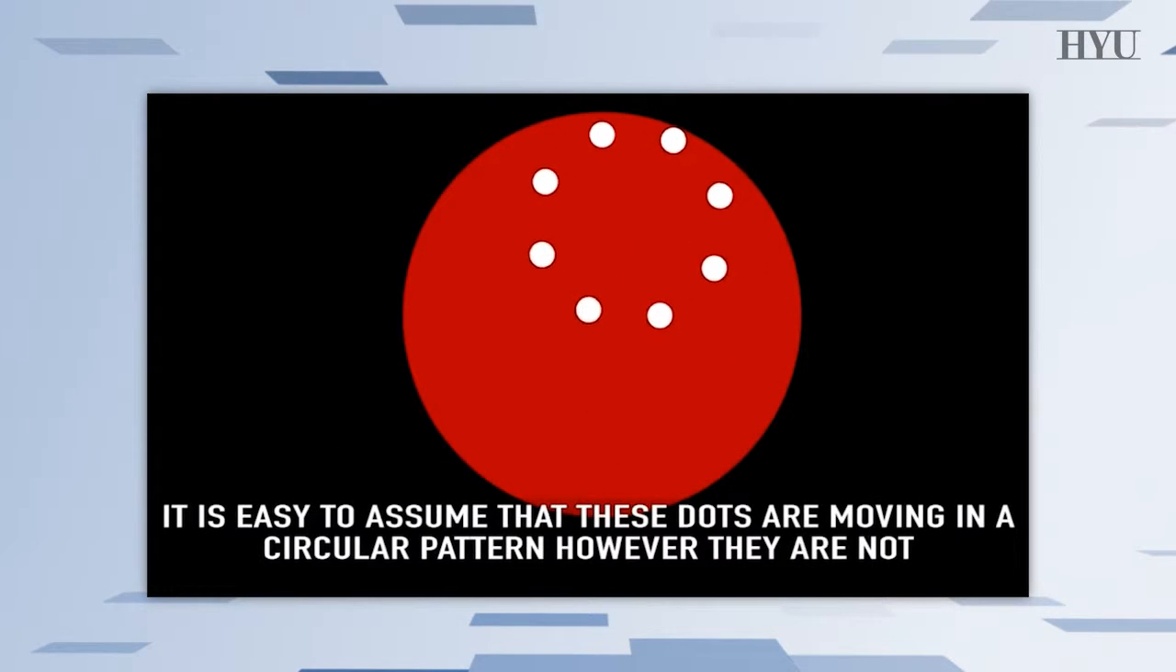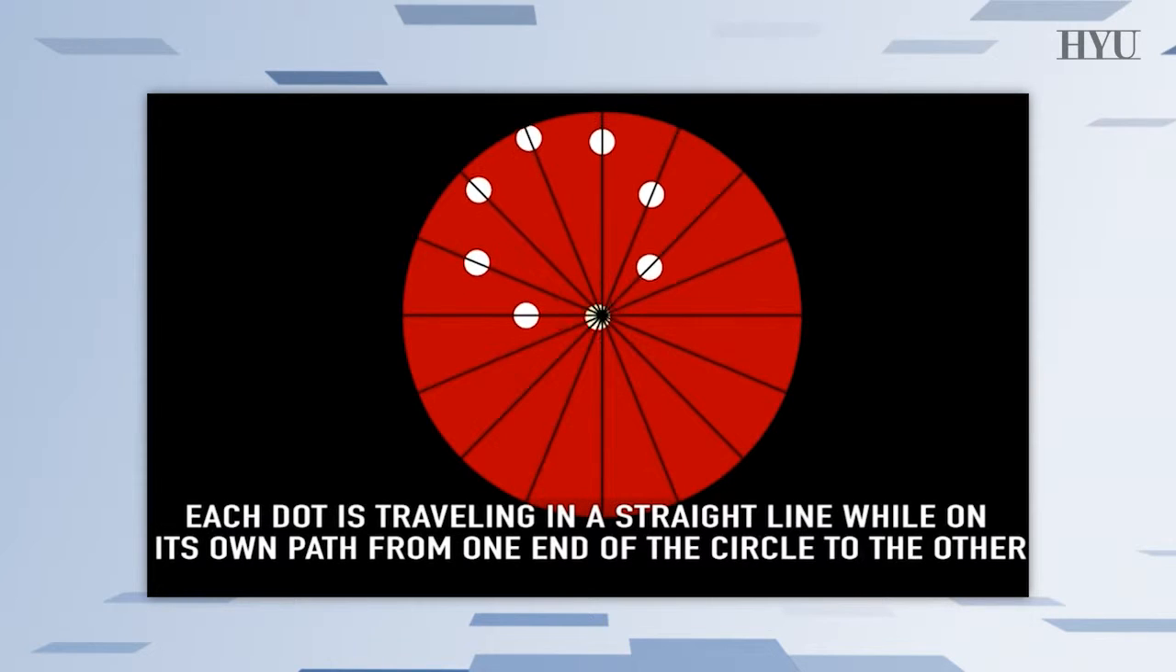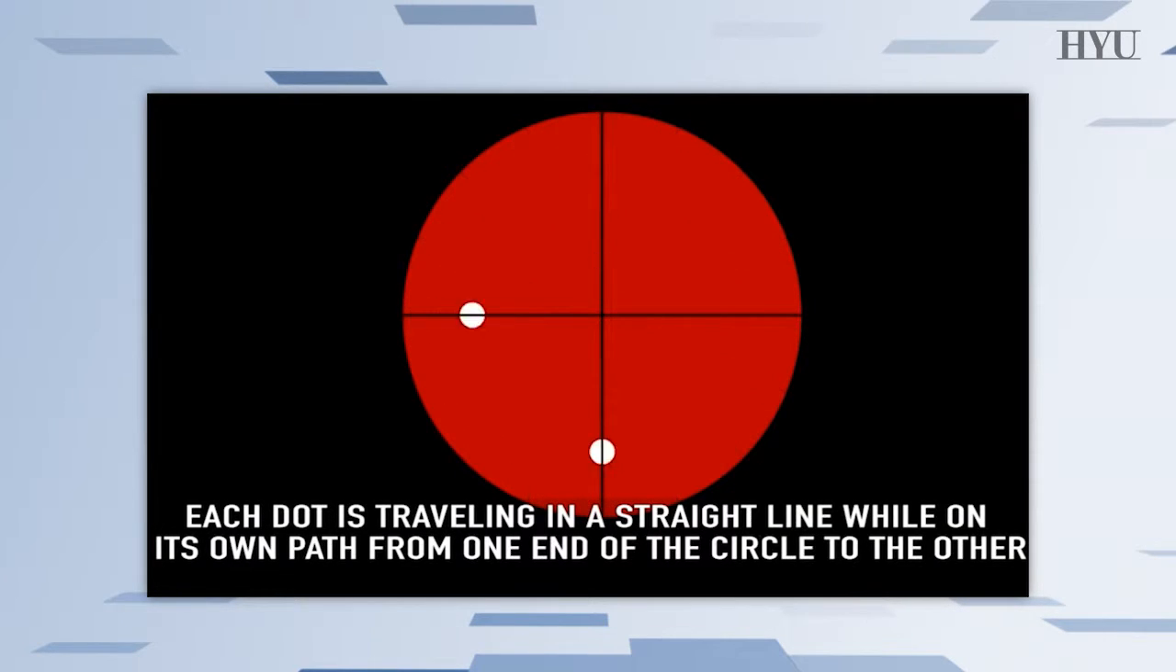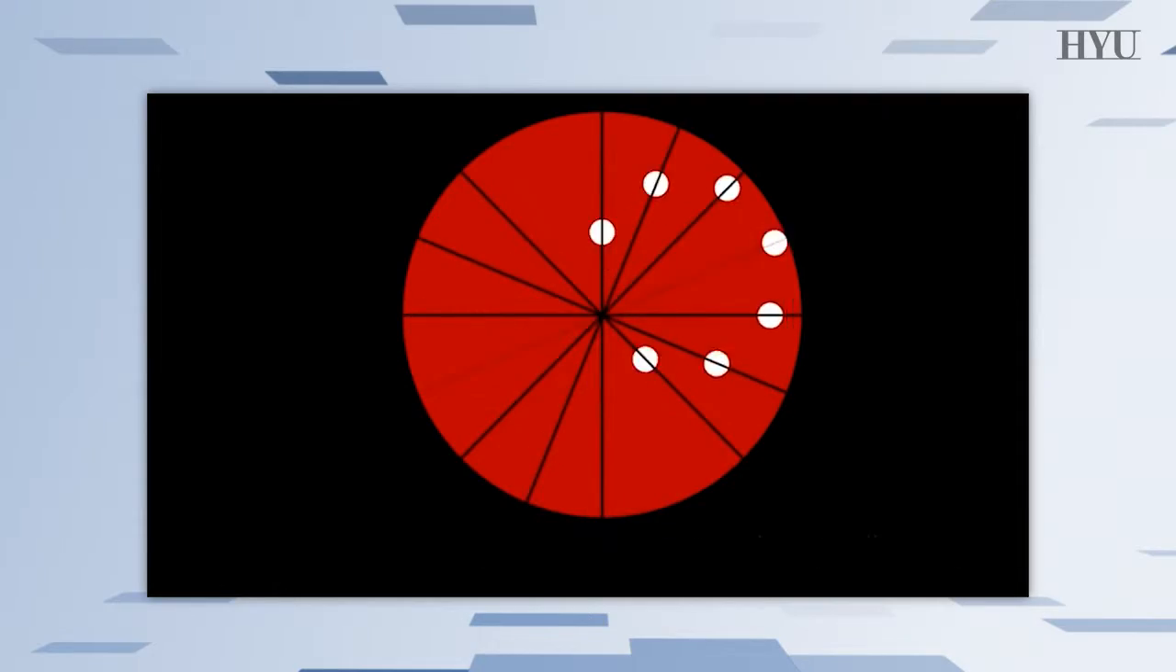It is easy to assume that these dots are moving in a circular pattern. However, they are not. Each dot is traveling in a straight line on its own path from one end of the circle to the other. By adding each dot one by one, you can see the illusion come into place.